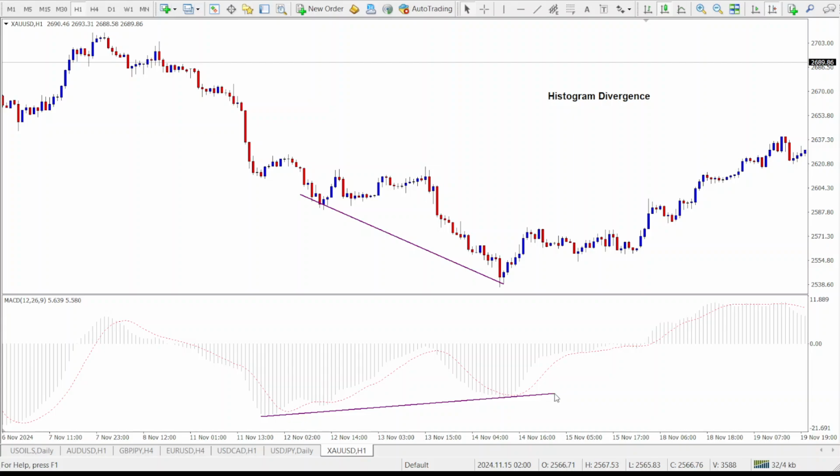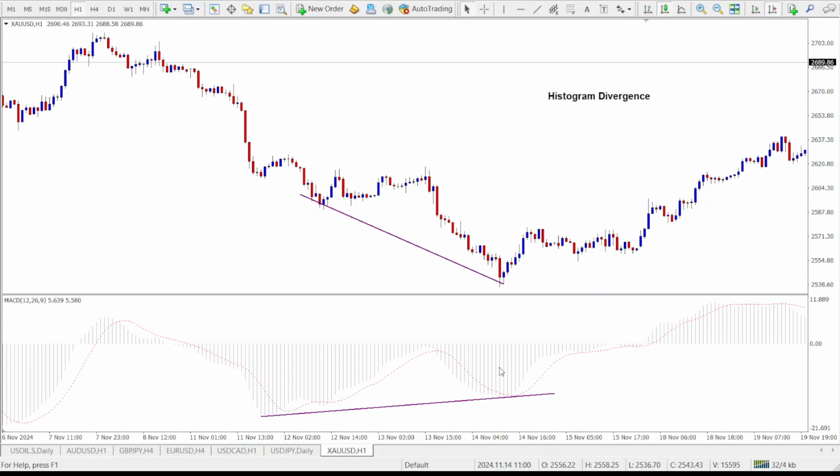Now, this is what we call a bullish divergence. This mismatch between price and momentum can indicate that the current trend is losing strength, and a reversal or slowdown may be on the horizon. Now let us break that down. The histogram is a visual representation of the difference between an indicator's signal line and its main line. That is what the histogram represents.